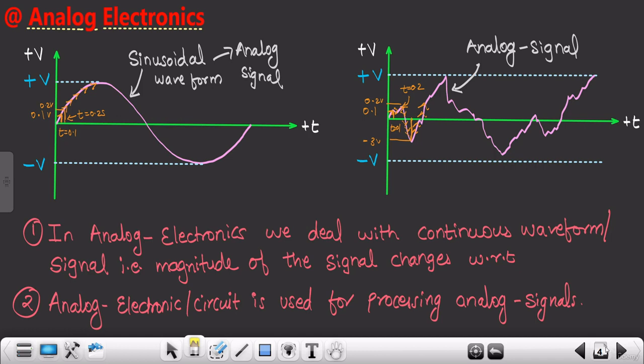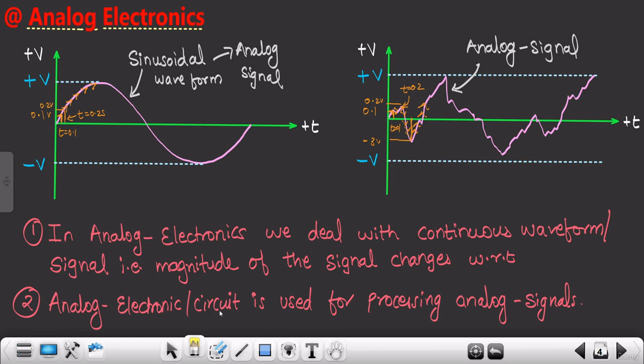So yeah, this is where we started. The analog signal is that signal which is continuous with respect to time. That means what? At t equals 0.1 second, we are getting 0.1 volts. At 0.2 second, we are getting 0.2 volts, right? So as you can see, this is a sinusoidal waveform. It is also known as analog signal. And this particular signal is also known as analog signal, but it cannot be named as sinusoidal signal. Okay, I hope you understood the basic difference between these two waveforms.